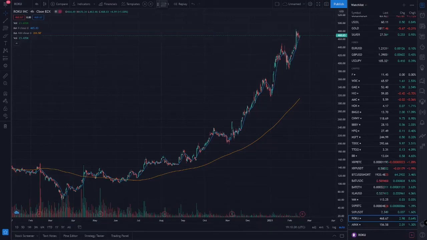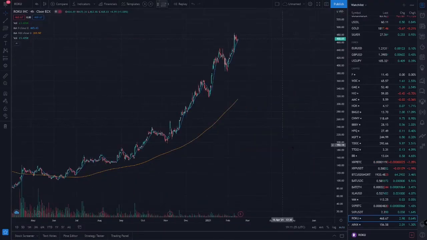Alright, and we're back, and we're looking at some chart action for Roku. This is a stock from the ARKK ARK Innovation ETF, and I wanted to go through and take a look at all the stocks from the ARK ETFs and each ETF and break each one down, starting with Roku.